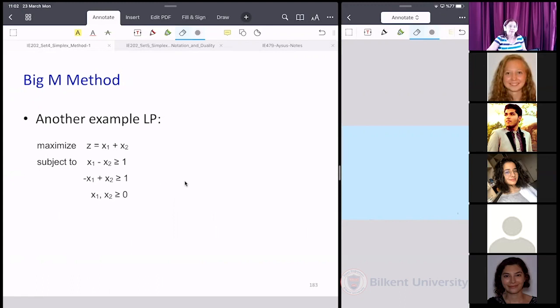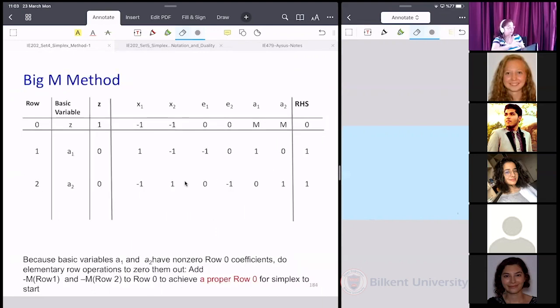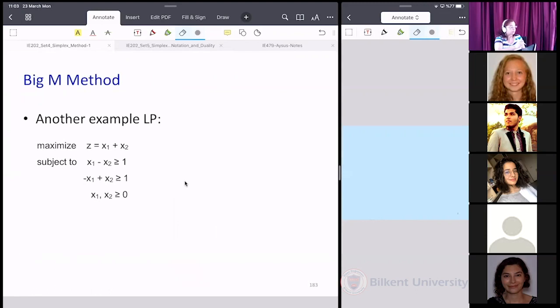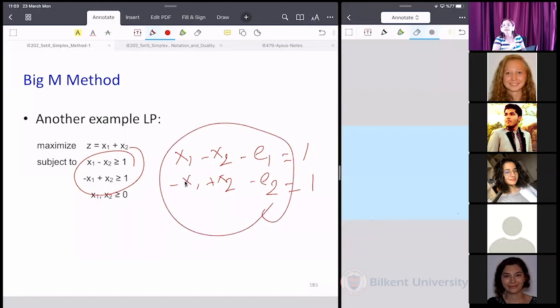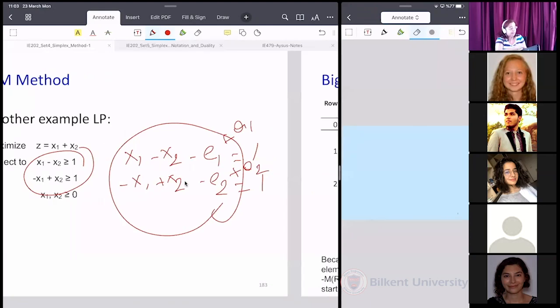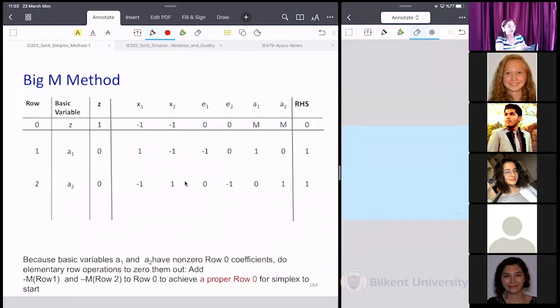Okay, second example then. We're maximizing x1 plus x2 subject to 2 constraints. Now if you look here, there is no slack. So if I convert, this is going to be x1 minus x2 minus e1 equals 1, and minus x1 plus x2 minus e2 equals 1. I do not have a hidden identity. That means I have to have 2 artificials in here and in here to start my simplex algorithm, right? So we have x1, x2, xs1, xs2, and 2 artificial variables.